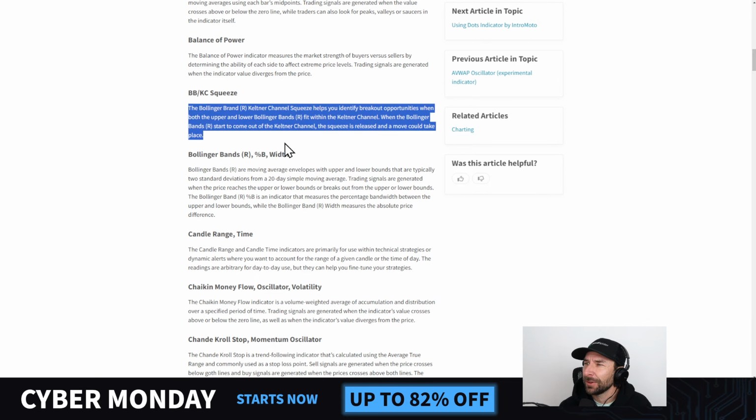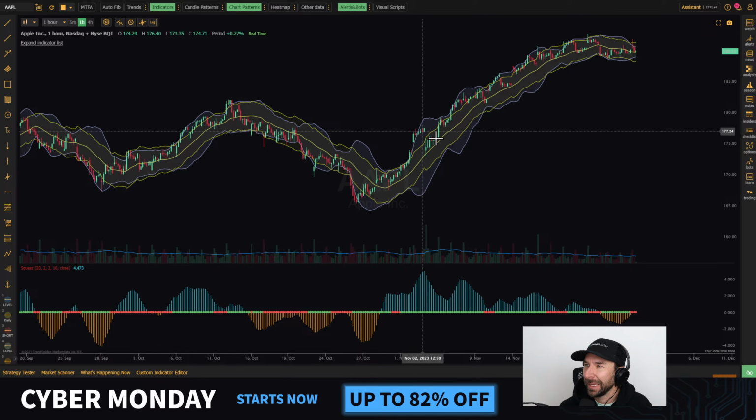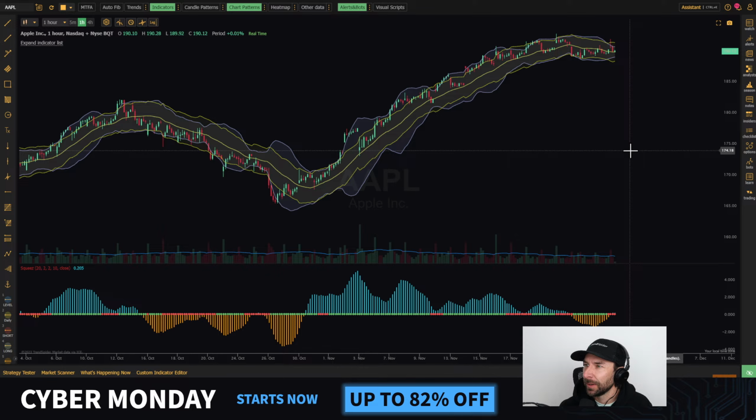The Bollinger Band Keltner channel squeeze helps you identify breakout opportunities when both the upper and lower Bollinger Bands fit within the Keltner channel. When the Bollinger Bands start to come out of the Keltner channel, the squeeze is released and a move could take place. All right. So that's kind of pretty much what we determined by throwing those indicators up on the chart.